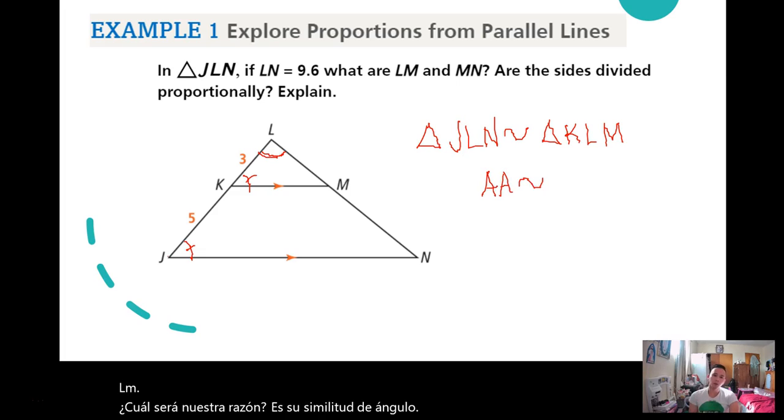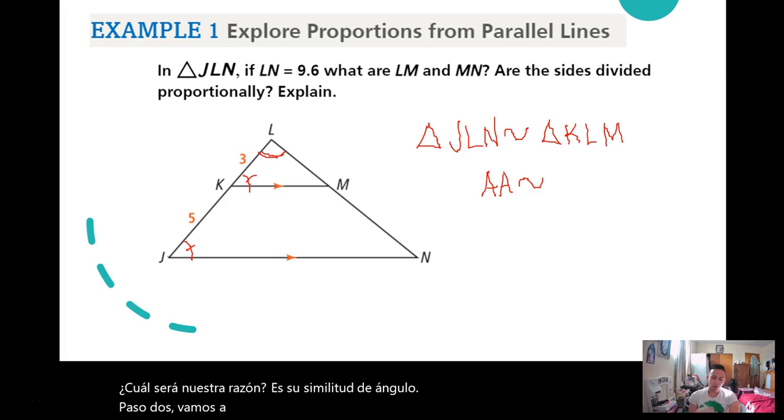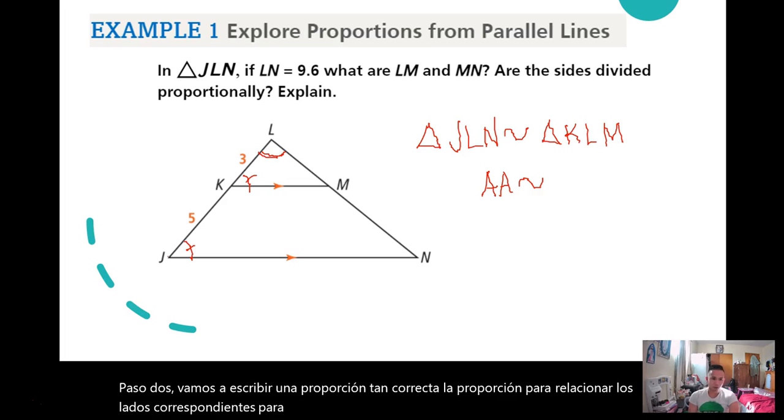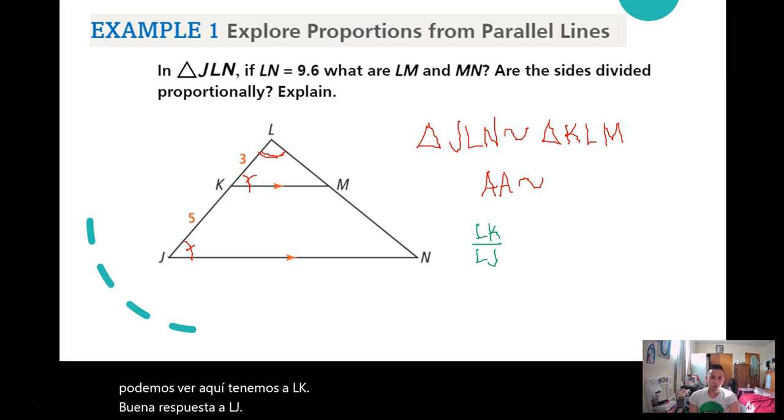Step 2, we are going to write a proportion to relate the corresponding sides. We can see here that LK corresponds to LJ. That is equal to, because we need the proportion here, LM, which corresponds to the bigger side, LN.